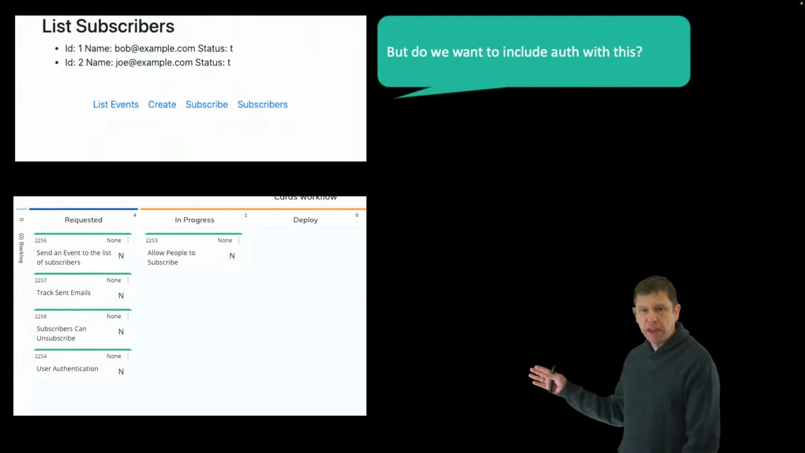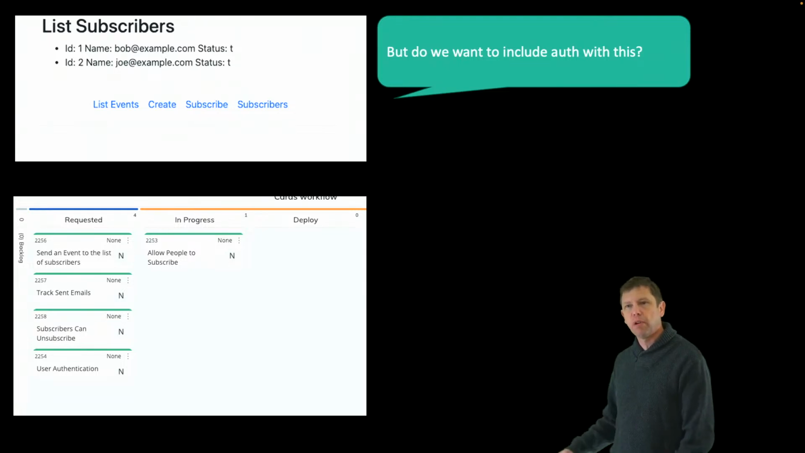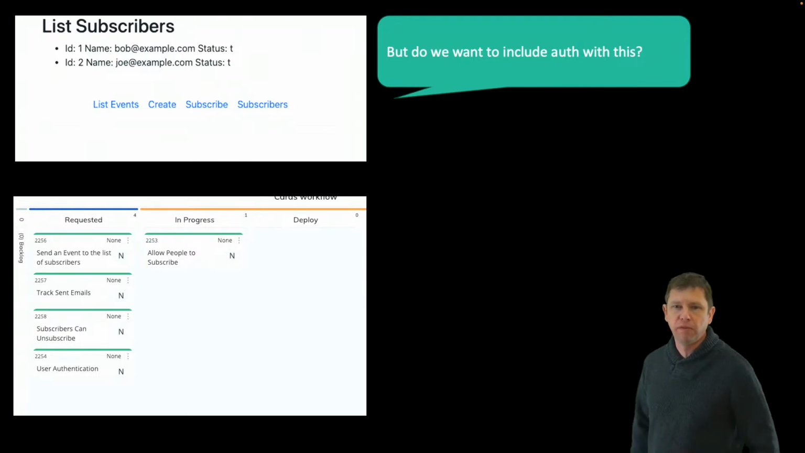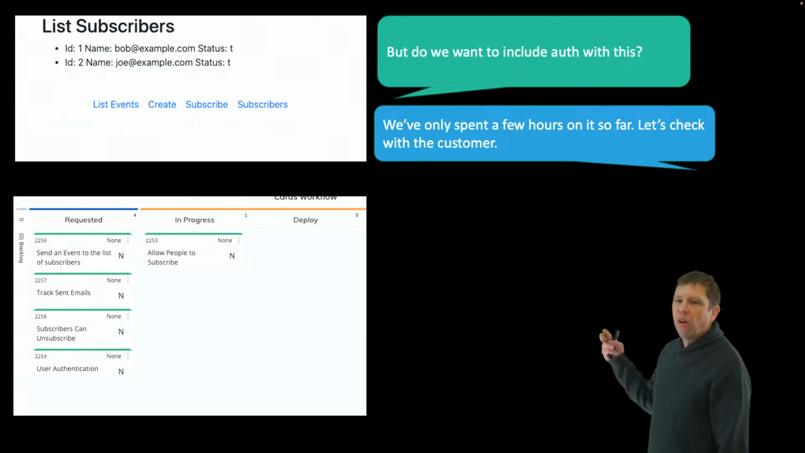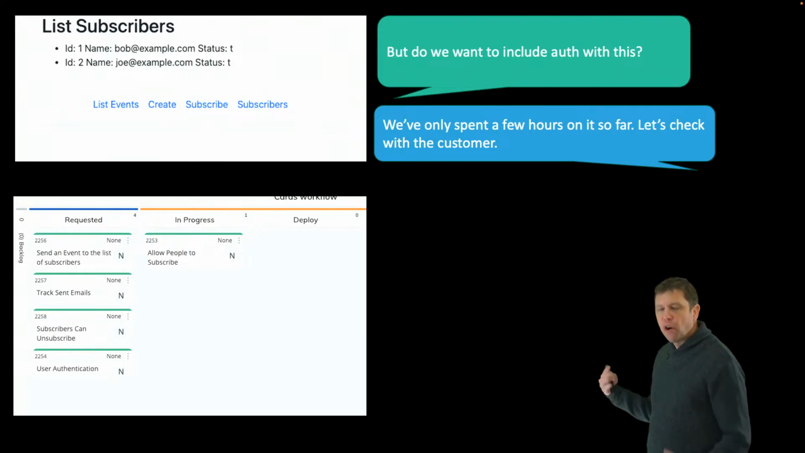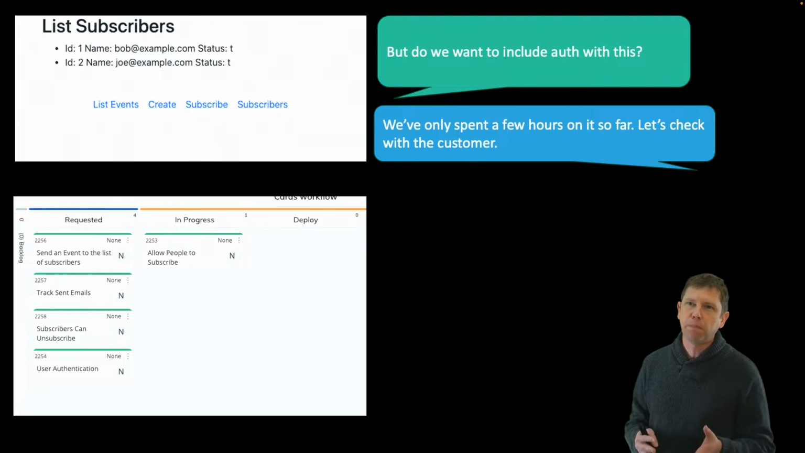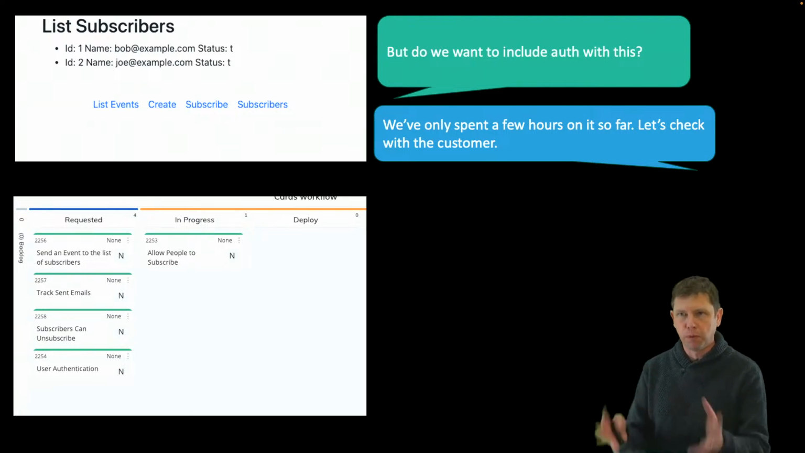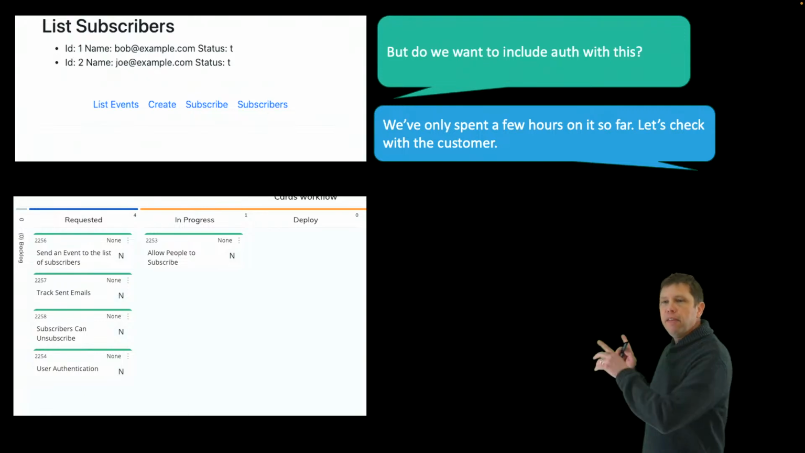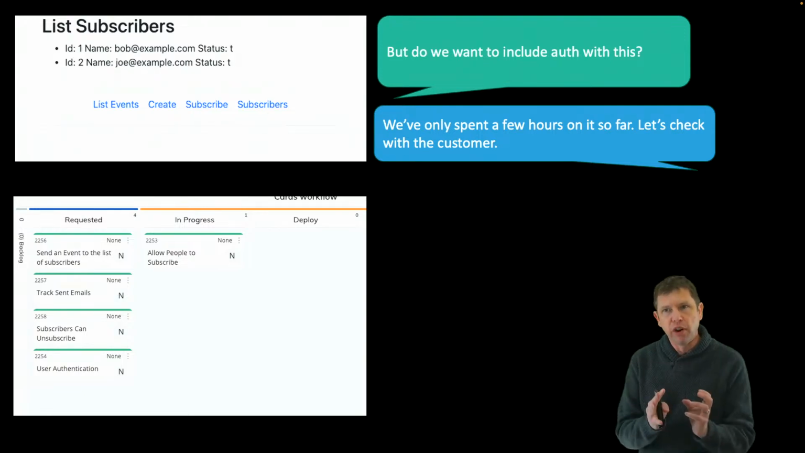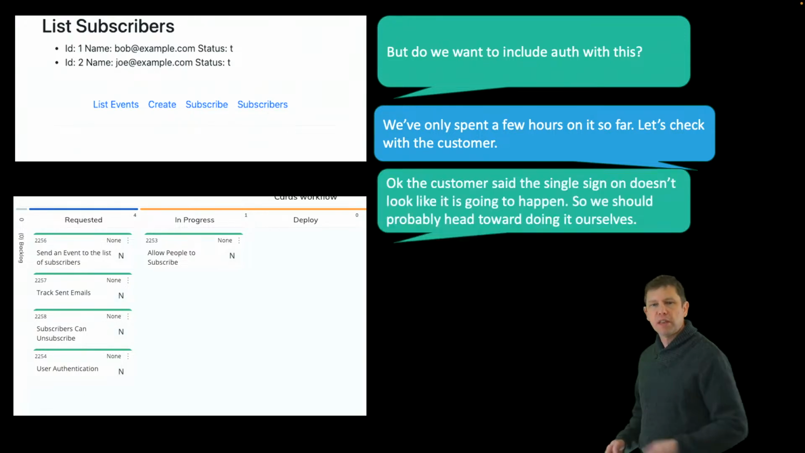So we've got user authentication, but see, it's at the bottom of our list of priorities because at the time it didn't seem very important. We've only spent a few hours on this so far. So the question they're having is, should we split this off as something separate, or should we make this part of this? Should we actually bring this story in because we really want to deliver these together, to put authentication around this? They haven't spent very much time on this because it's very, very small. So they're going to go check with the customer.